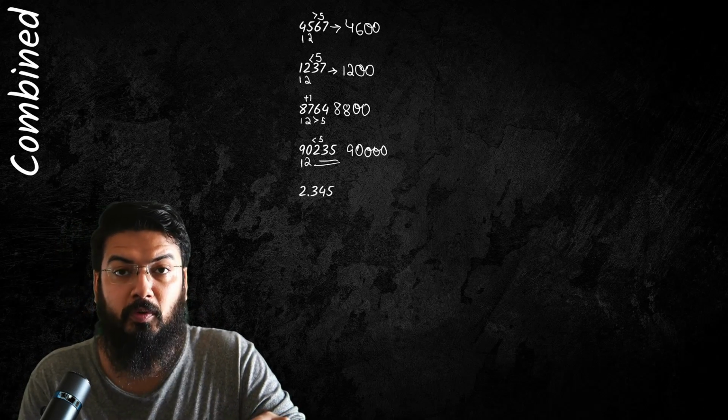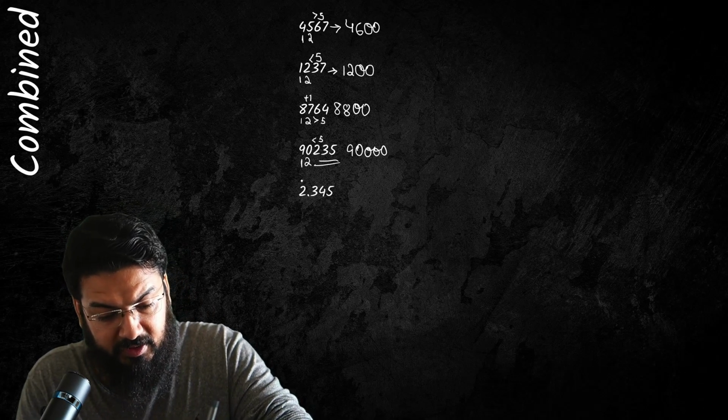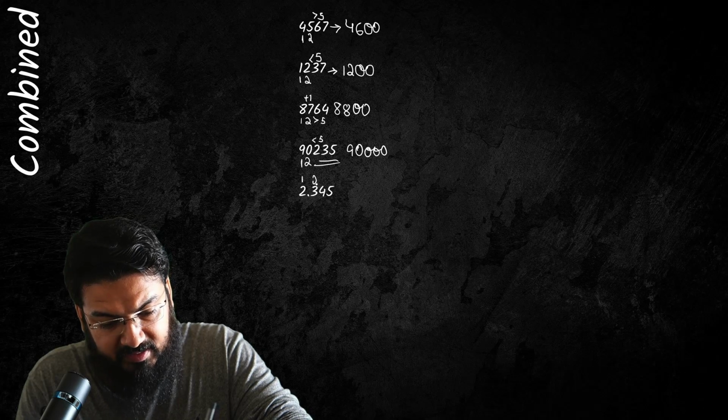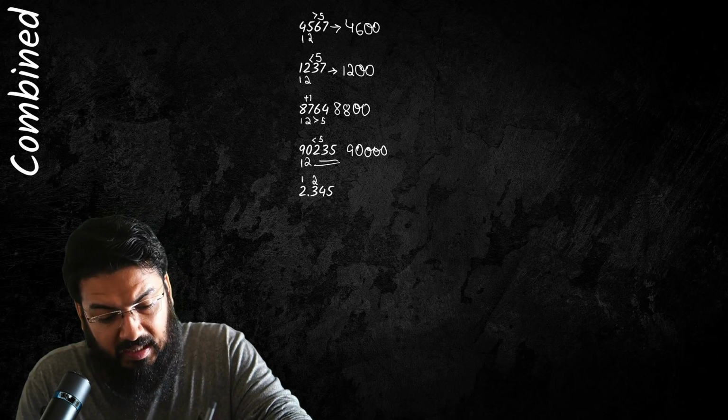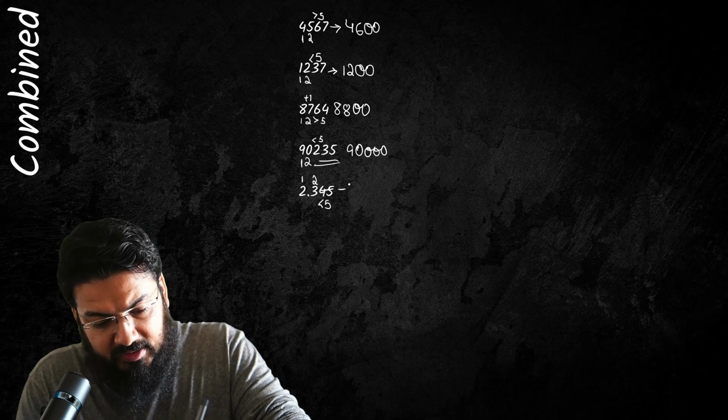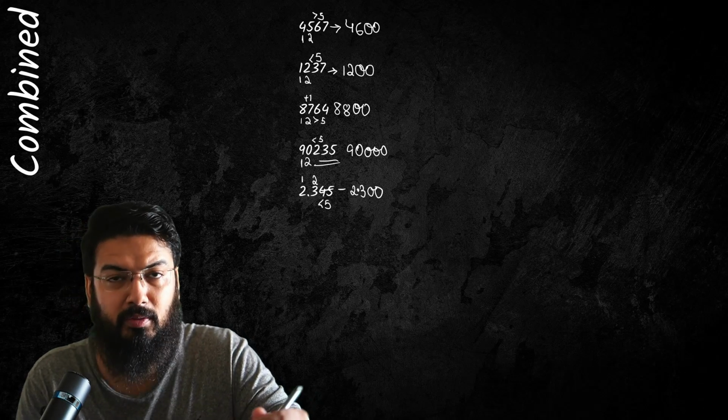Then I have 2.35. So my first significant figure is 2. My second significant figure is 3. After that, I have a digit less than 5. So I'm going to make these zeros. So my answer is going to be what? It's going to be 2, 3, and then 0, 0. Of course, there's a decimal point over here.